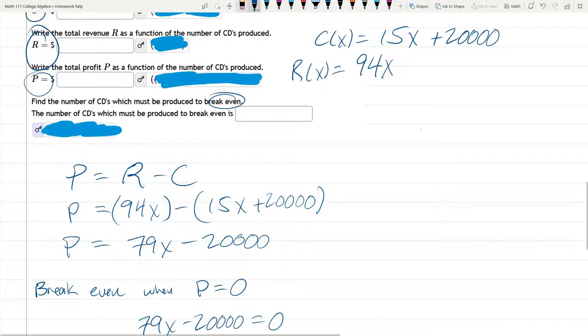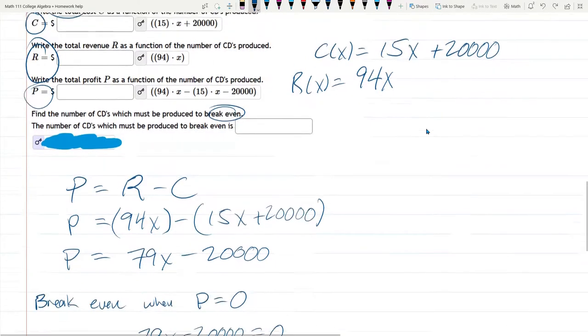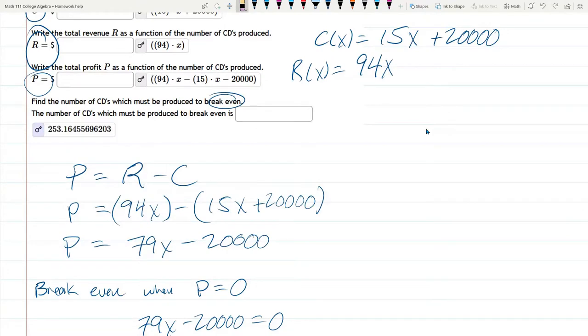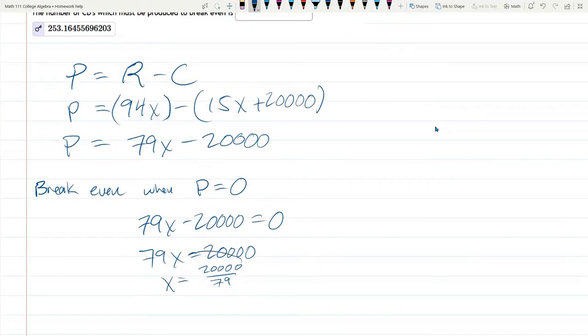Now we'll go ahead and uncover these answers. So we got 15x plus 20,000. We got that. 94 times x is the revenue. They left the answer as the 2 subtracted, which is fine. Looks like they distributed their negative sign of the 15x and the 20,000. Now the break even, they put as a decimal, but that 253 should be this number turned into a decimal.